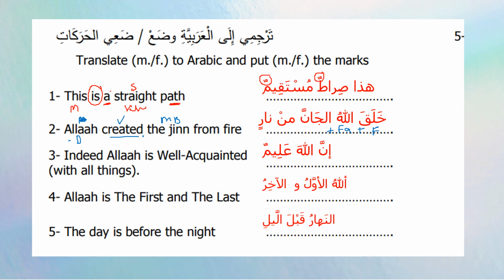And then what did he create? The jinn. Remember there is da, so you have to put the alamat tarif here. Al-jinna min nar. So the singular of jinn is jinni. No, sorry, the singular of jinn is jinni and the plural is jinn.